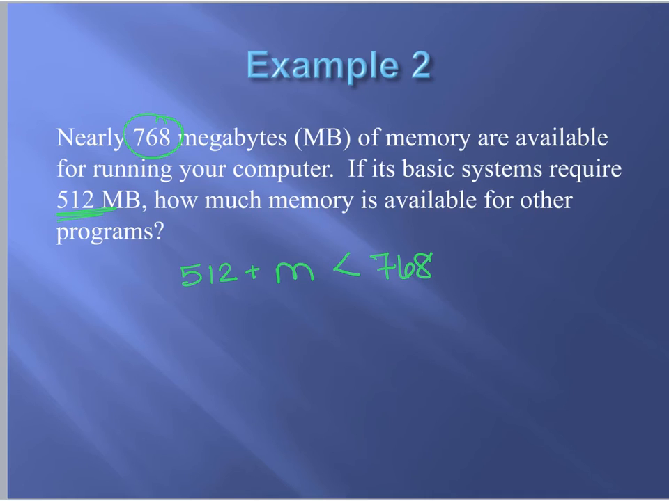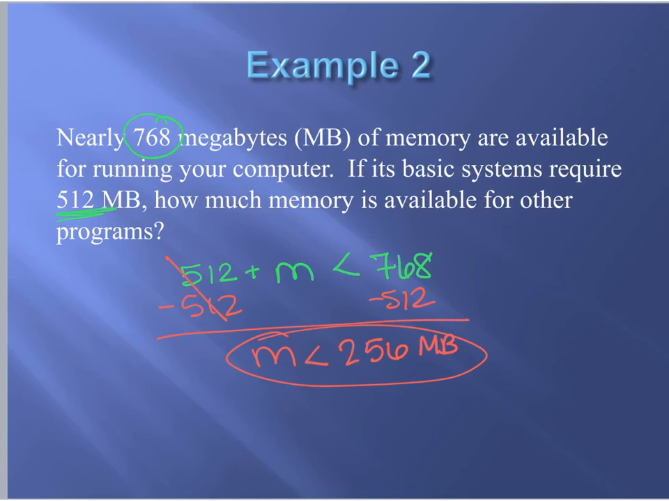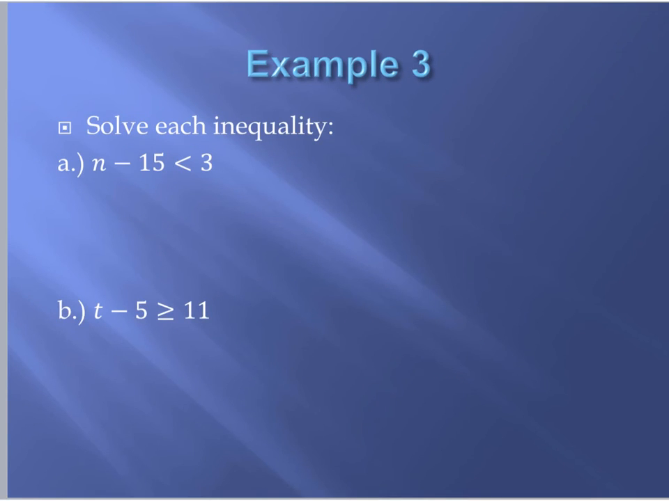In order to solve, I'm going to subtract my 512 so I can get m by itself. And when I do that, I'm left with m is less than 256 megabytes. So that tells me that the rest of the memory that's available for our other programs has to be less than 256 megabytes, otherwise it's not going to work. For example 3, it tells us to solve each inequality.